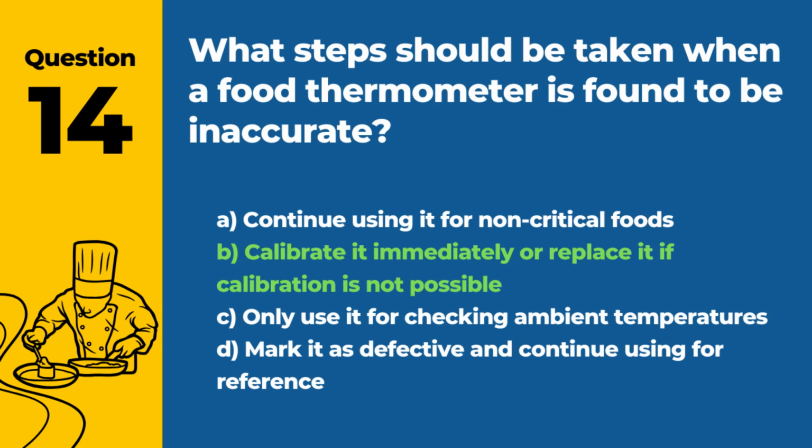Answer B. Calibrate it immediately or replace it if calibration is not possible. If a food thermometer is found to be inaccurate, it should either be calibrated immediately according to the manufacturer's instructions or replaced if calibration is not possible to ensure accurate temperature measurements.